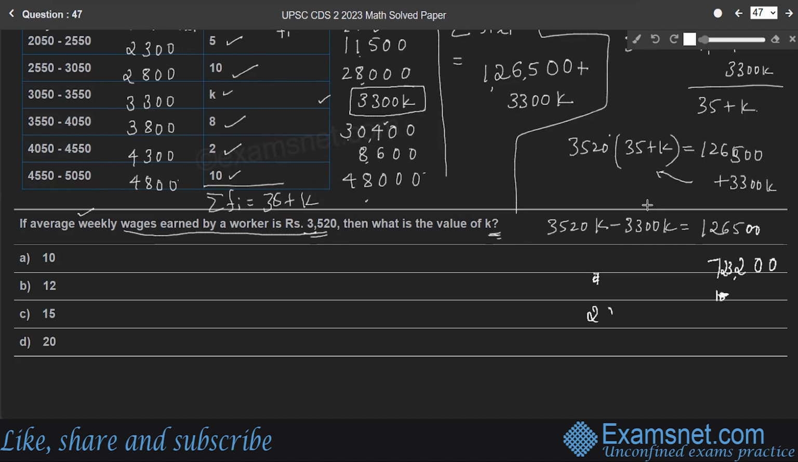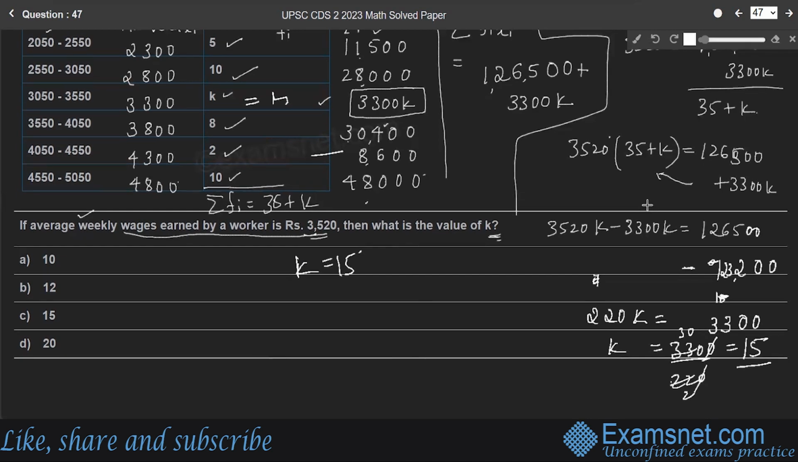So 220 into K is equal to, when you subtract, 5 minus 2, 3, 6 minus 3 is also 3. Therefore, value of K is 3,300 by 220. 11 into 2, 11 into, yes, K is equal to 30 by 2, which is 15. Value of K is equal to 15. The unknown frequency is 15 here. Therefore, option C is the right answer.